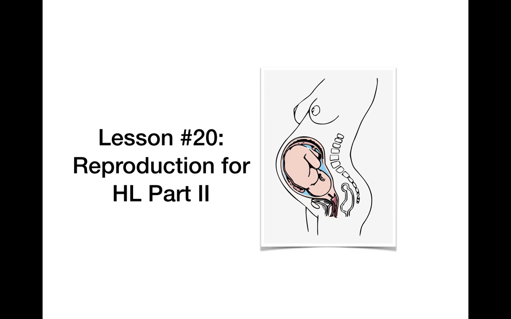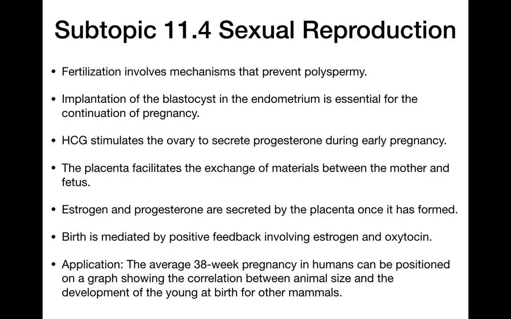All right, so here we are, and we're going to be going through reproduction for HL part 2. It's the second half of 11.4, and in this lesson we're going to be talking about fertilization and how that occurs, implantation, and how that could use for pregnancy. We're talking about hormones again. HCG is a new hormone we're talking about, and the function and form of the placenta.